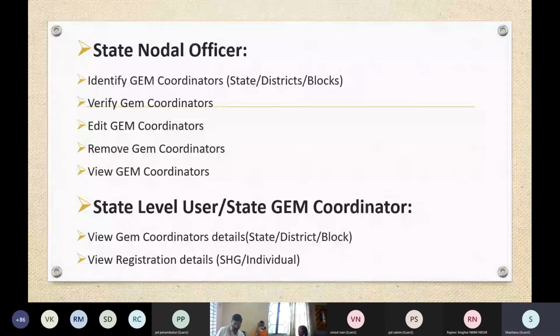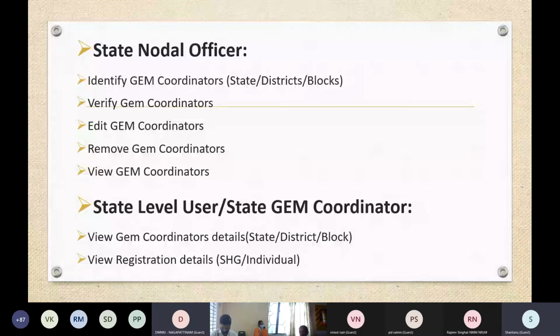Similarly, where the person who is functioning as a GeM coordinator is transferred from one location to another location, or has resigned from the SRLM, in that case, there is a provision for the state nodal officer to remove the GeM coordinator, and he can further identify another person as a GeM coordinator for that block or district.